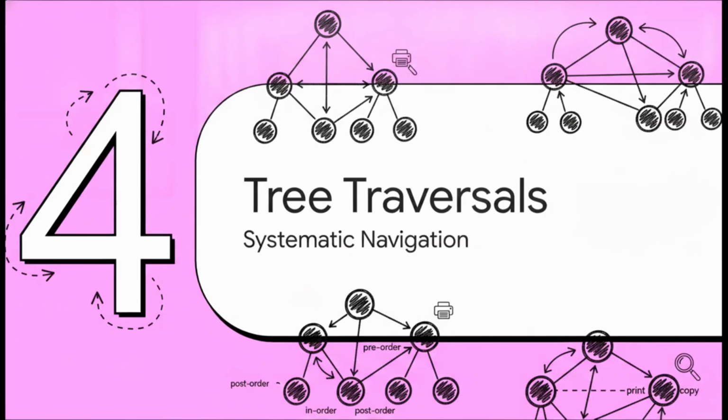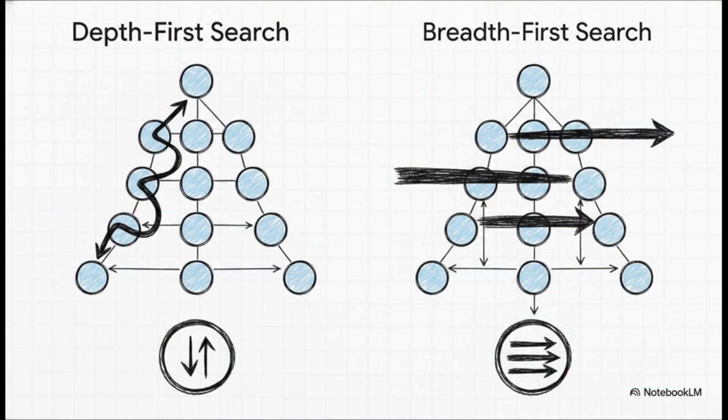Section 4. Navigating with tree traversals. How do we systematically visit these nodes? Once your tree is perfectly built, you need a systematic way to visit all the nodes, maybe to print them out or copy the structure. We have two main navigation strategies for this.